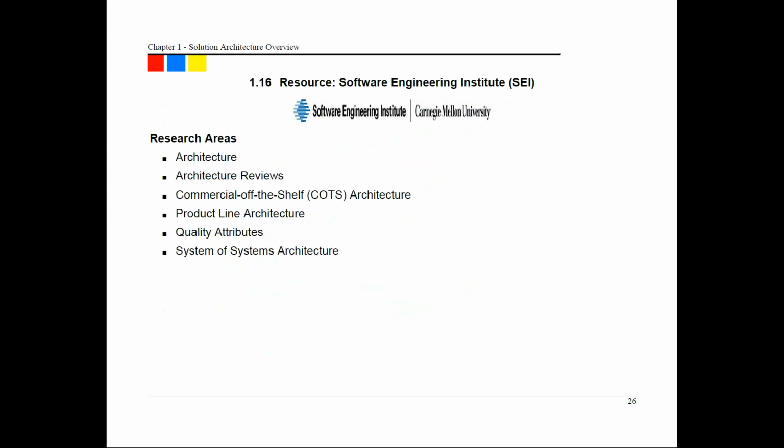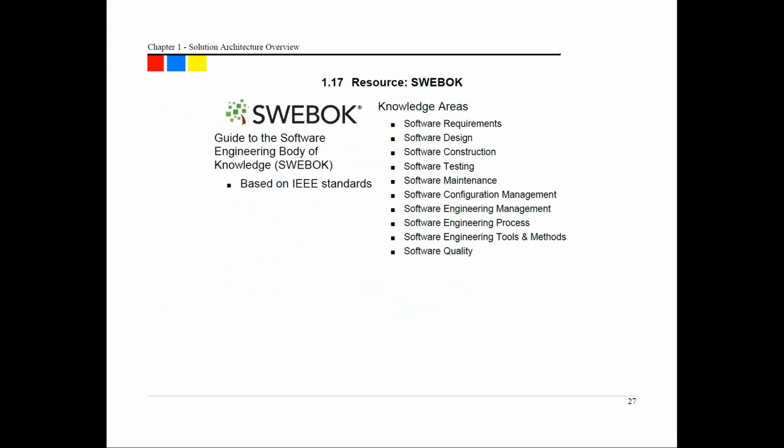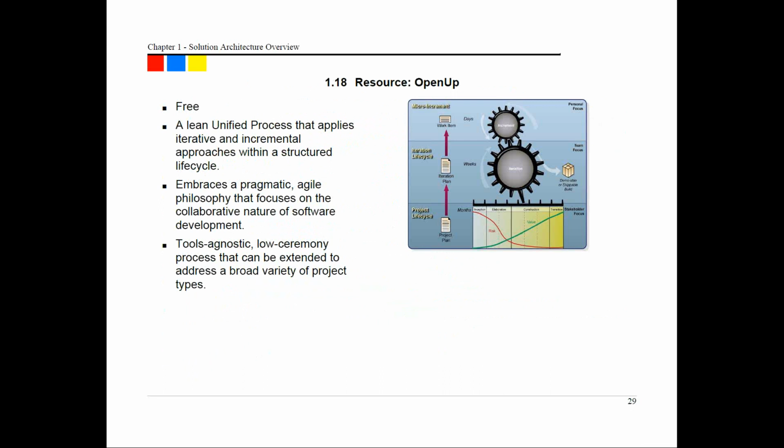Okay. Some resources you might want to look into. The Software Engineering Institute at Carnegie Mellon has been a big researcher into areas of architecture, and in particular, commercial off-the-shelf architecture, product line architecture, quality attributes. The idea of benchmarking that we often use, or CMMI, comes out of Carnegie Mellon, and so that's a useful resource. The Software Engineering Body of Knowledge, based on the IEEE standards, IEEE 1471 and assorted standards, talks about software requirements, design, construction, testing, maintenance, etc.